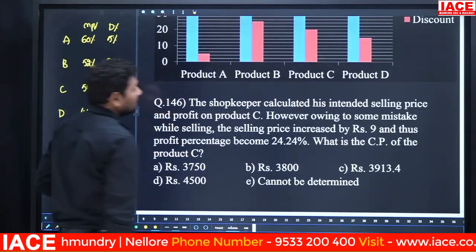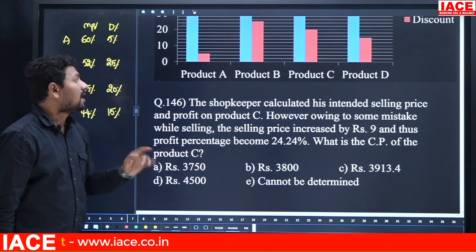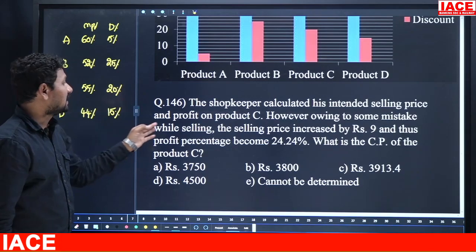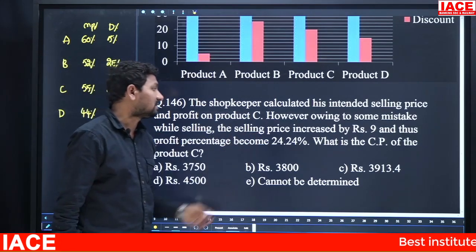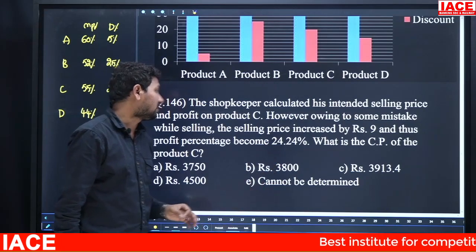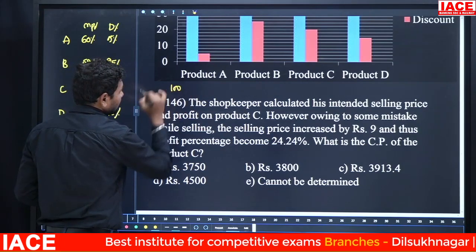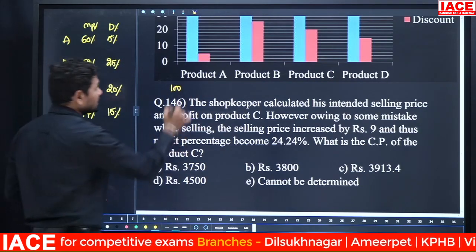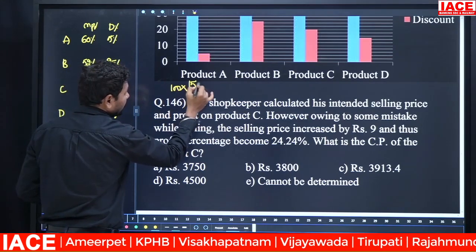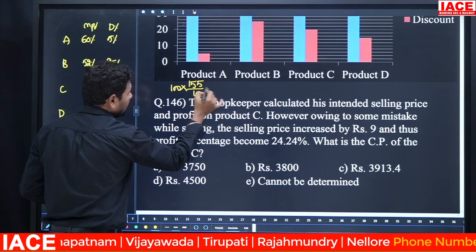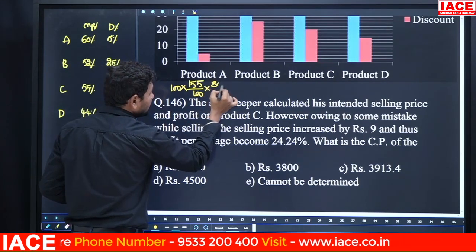Next, the shopkeeper calculated his intended selling price and profit on product C. However, owing to some mistake while selling, the selling price increased by 9 rupees and thus the profit percentage became 24.24%. What is the CP of product C? Product C's actual cost price is 100%. This 100% increased by 55% means it becomes 155 by 100. Now he allowed a discount of 20%. Discount is 20% means it becomes 80%.